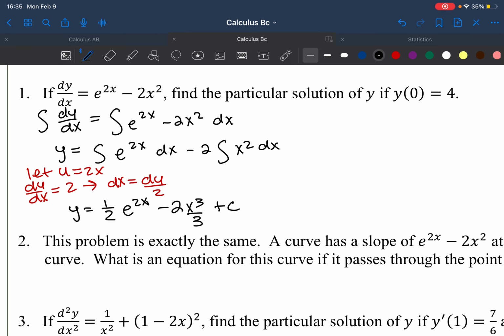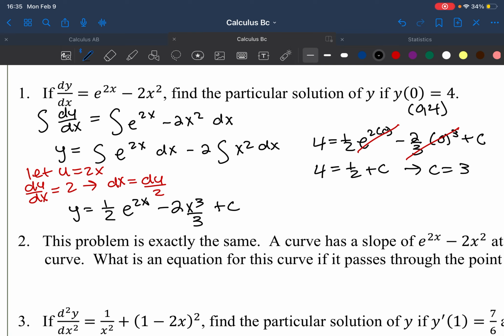But since it gave me the point (0, 4), I can plug that in and solve for c. So I have 4 equals 1/2 e to the 2 times 0, minus 2/3 times 0 cubed, plus c. This is going to go away, and then e to the 0 is just 1, so technically that goes away too. So then I have 4 equals 1/2 plus c, which means c is equal to 3.5. So my particular solution is y equals 1/2 e to the 2x minus 2/3 x cubed plus 3.5.